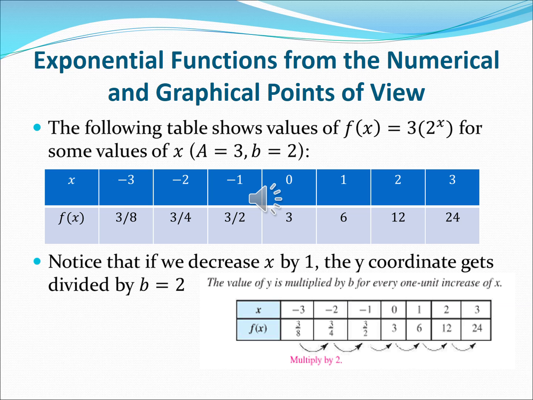Notice that if we decrease x by 1, the y coordinate gets divided by b, which equals 2. The value of y is multiplied by b for every 1 unit increase of x. So as you can see here, every time we move forward, we multiply this number by 2.